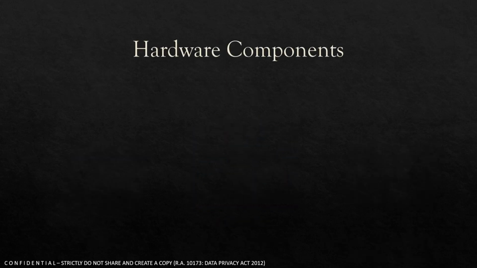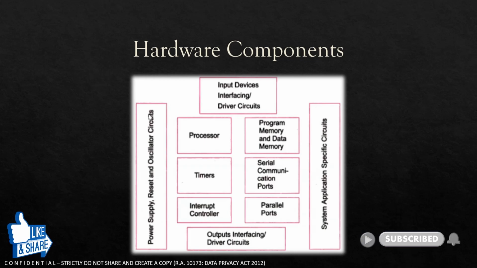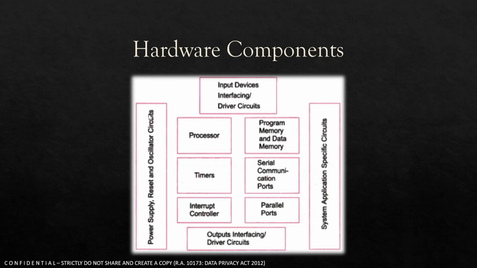Now, we have different parts of the hardware components. So this one is the block diagram. So in hardware components, we have the power supply, the reset and oscillator circuits. And also we have the input devices, interfacing driver circuits, and the output side, which is the output interfacing driver circuits. And the internal part is the processor, timers, interrupt controller, program memory, and data memory. And we have also the serial communication ports and the parallel ports. And the other one is the system application specific circuits.